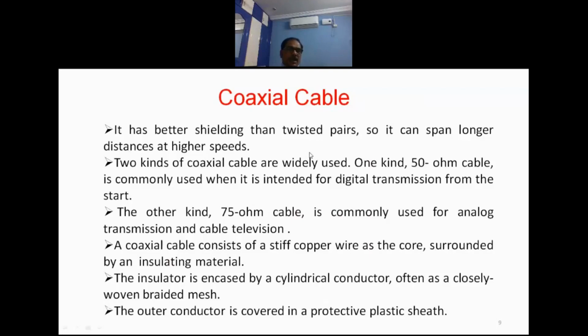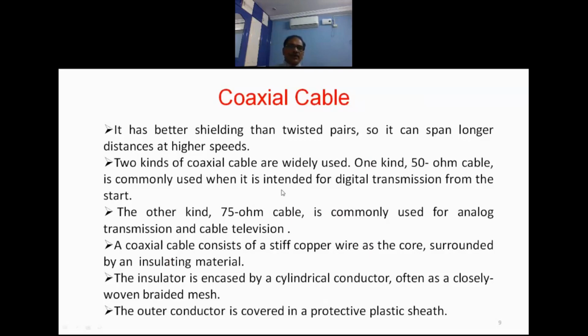Next one is the coaxial cable. Coaxial cable has better shielding compared to the twisted pair. So interference is further reduced in the case of coaxial cable. That is the biggest advantage compared to UTP or STP.